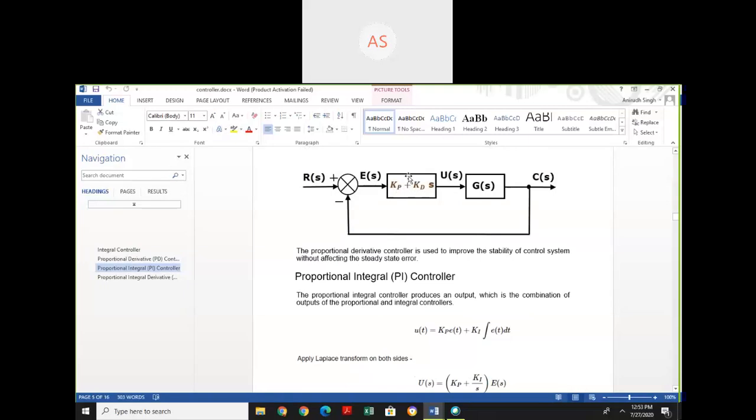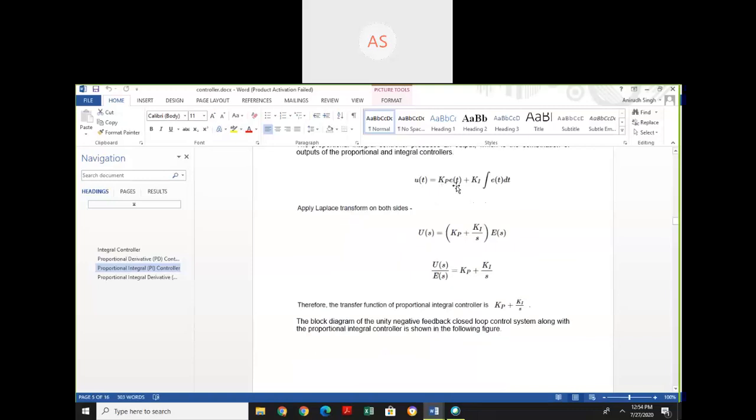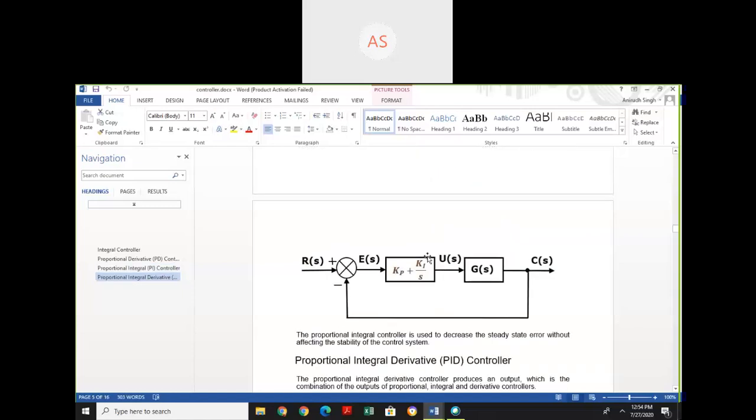Kp plus Kd s is the transfer function of proportional derivative controller. Then proportional integral. In proportional integral, output is proportional to the sum of error signal and integral of error signal. And if we take Laplace transform of this equation, we get the transfer function of proportional integral controller, and this is the proportional integral controller transfer function.